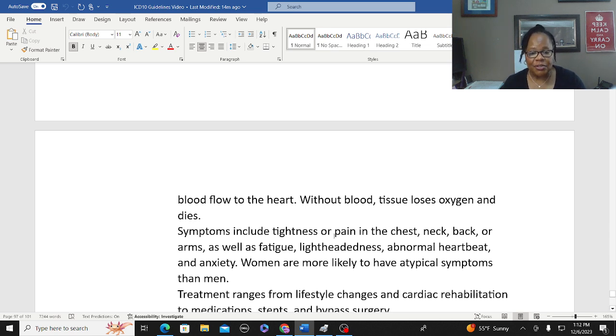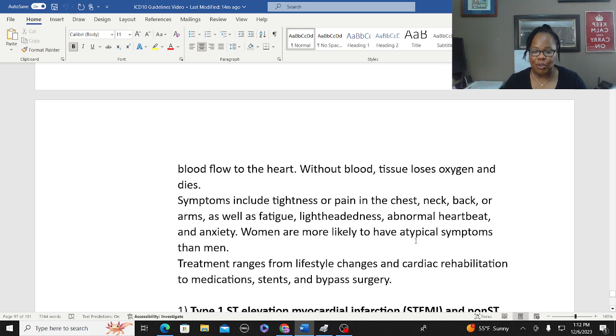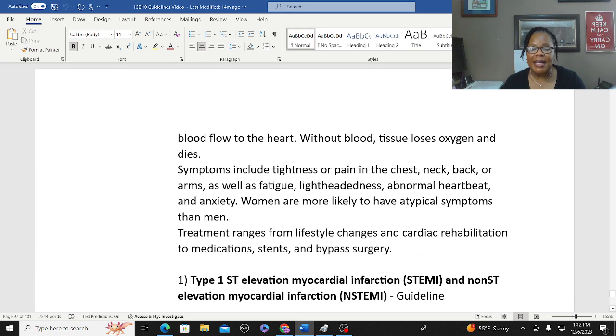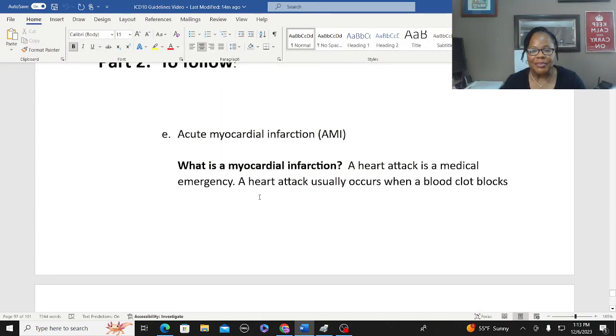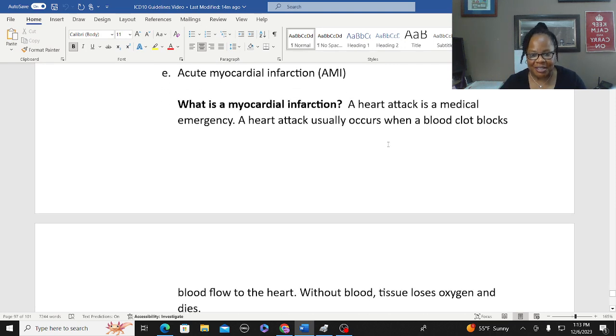Symptoms include tightness or pain in the chest, neck, back, or arms, as well as fatigue, lightheadedness, abnormal heartbeat, and anxiety. Women are more likely to have atypical symptoms than men. I heard women have it in the jawbones and in the upper back. They have pain. Treatment ranges from lifestyle changes and cardiac rehabilitation to medications, stents, and bypass surgery. So again, an AMI, acute myocardial infarction, is the same thing as a heart attack.